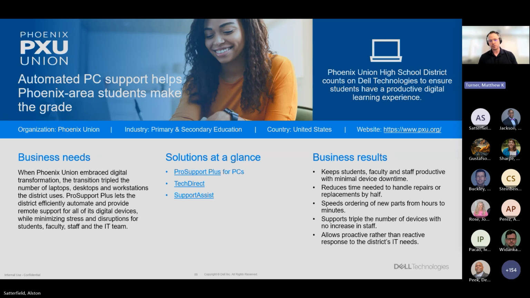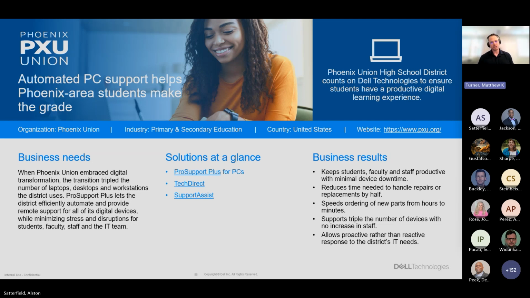Phoenix Union had a lot of success. They turned to a couple of solutions together: Pro Support Plus for PCs, and then Tech Direct and SupportAssist for business PCs. Really what they saw was that using these solutions together, they were able to reduce the time needed to handle break fix repairs in half. I mean, that in itself is amazing. Reducing the amount of time that it takes to fix devices in half, I don't know too many people that wouldn't take that today, right?